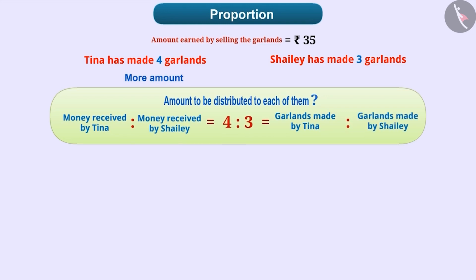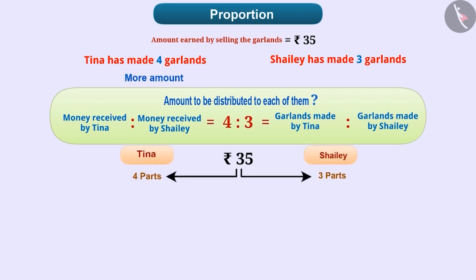This means out of 35 rupees, 4 parts go to Tina and 3 parts go to Shirley. Therefore, the total number of parts divided is 4 plus 3, which is equal to 7. Thus, in total 35 rupees, 4 by 7 parts belong to Tina and 3 by 7 parts belong to Shirley.